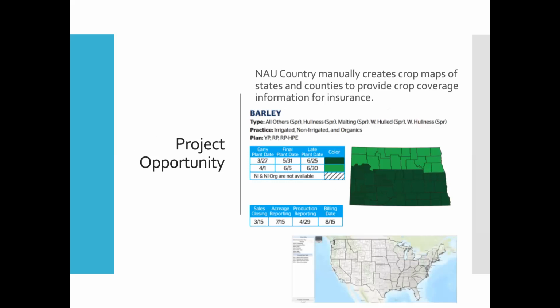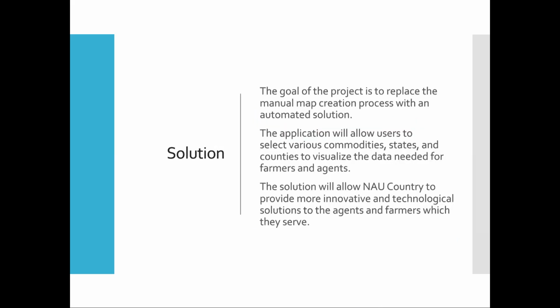So a project opportunity that NAU saw was that currently they're manually creating crop coverage maps to distribute to their agents and farmers with early, late, and final planting dates and crop coverage information on them. So the solution was to create a web application to replace this manual process with an automated solution. And this will allow users such as insurance agents and farmers to select the crops that they are interested in, as well as get information about planting dates and insurance levels.